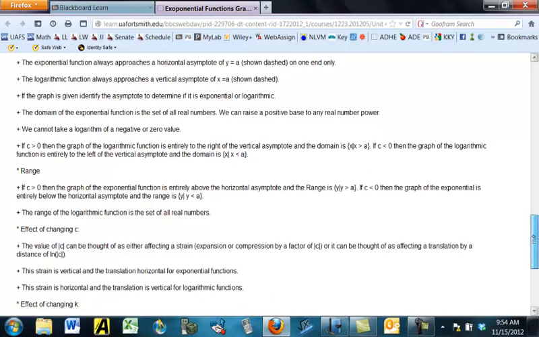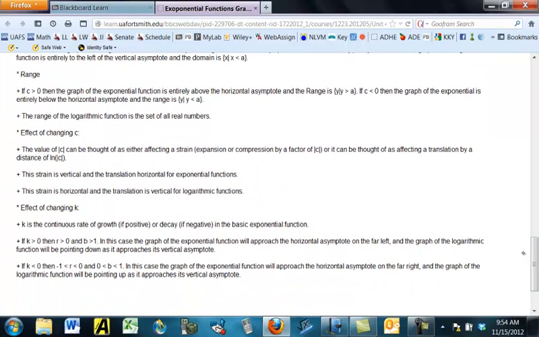What's the effect of changing c? We saw that the absolute value of c can be thought of as either a strain, an expansion or compression by a factor of absolute value c, or it can be thought of as a translation, a distance of natural log of the absolute value of c. So it's a vertical strain and horizontal translation for exponential functions. It's a horizontal strain and vertical translation for logarithmic functions.